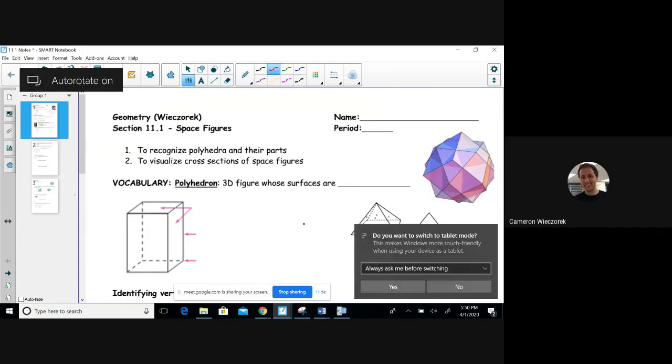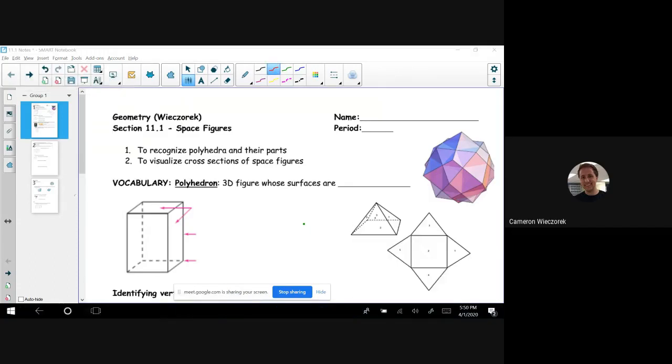So as I said, we're going to talk about what are called polyhedra, and we're going to talk about cross sections of these space figures. And space figure just means 3D figure. What you have here is what's called a polyhedron. This one's pretty cool looking. It's made up of a whole bunch of different polygons, and that's exactly what a polyhedron is. It's a 3D figure whose surfaces are all polygons. Could be triangles, could be quadrilaterals, hexagons, dodecagons. Could be a whole bunch of different ones. You fold them all up and make this enclosed figure. That's what we call a polyhedron.